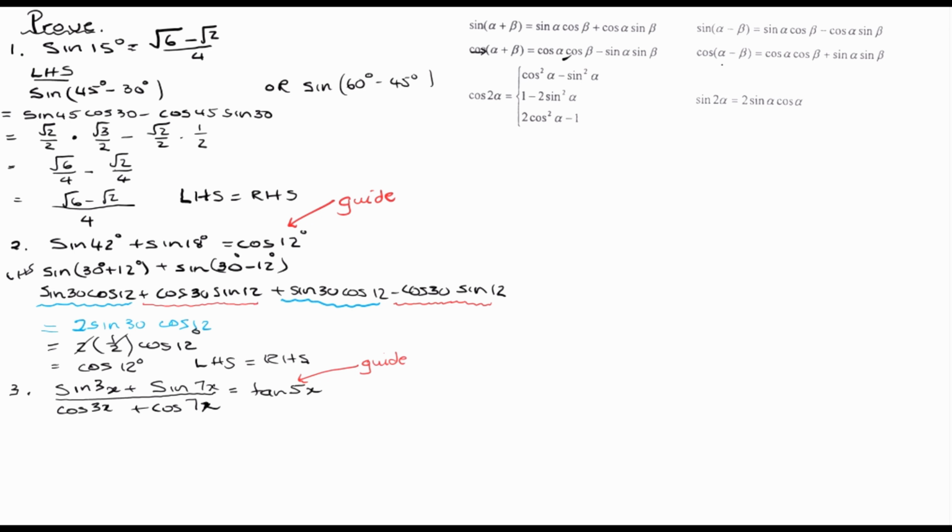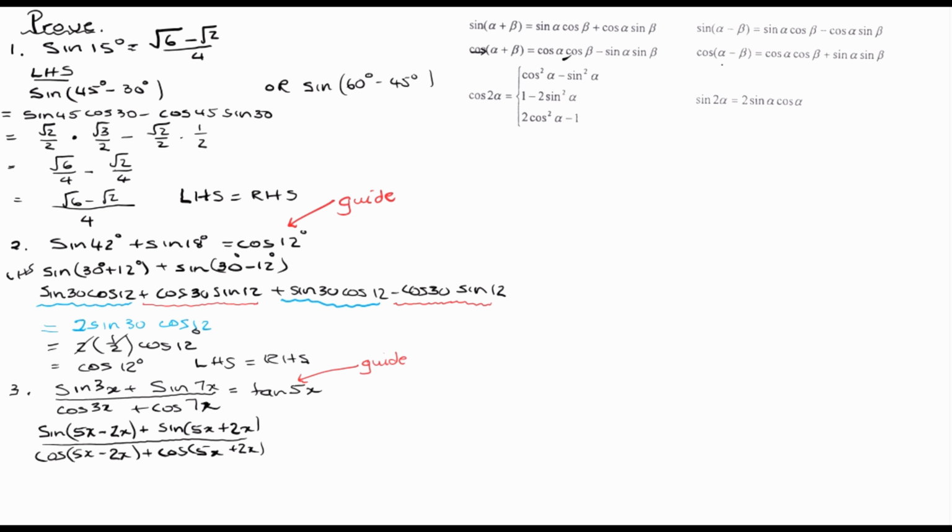We are going to do sine of 3x is sine of 5x minus 2x. We need to use the 5x minus 2x. And 7x is going to be sine of 5x plus 2x. And underneath that, if I can draw a straight line, is cos of 5x minus 2x plus cos of 5x plus 2x.